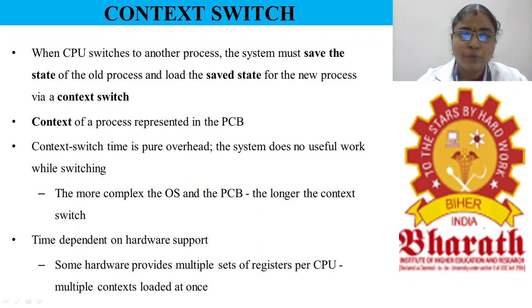So when a CPU switches to another process, the system must save the state of the old process and load the saved state for the new process via a context switch. The context of a process is represented in the process control block. Context switch time is pure overhead because both the processes are idle. The system does no useful work while switching.